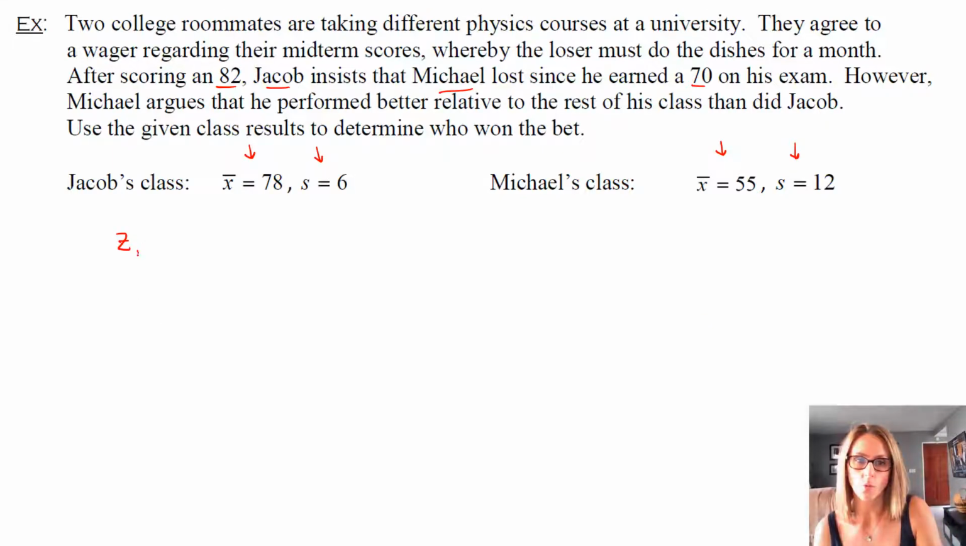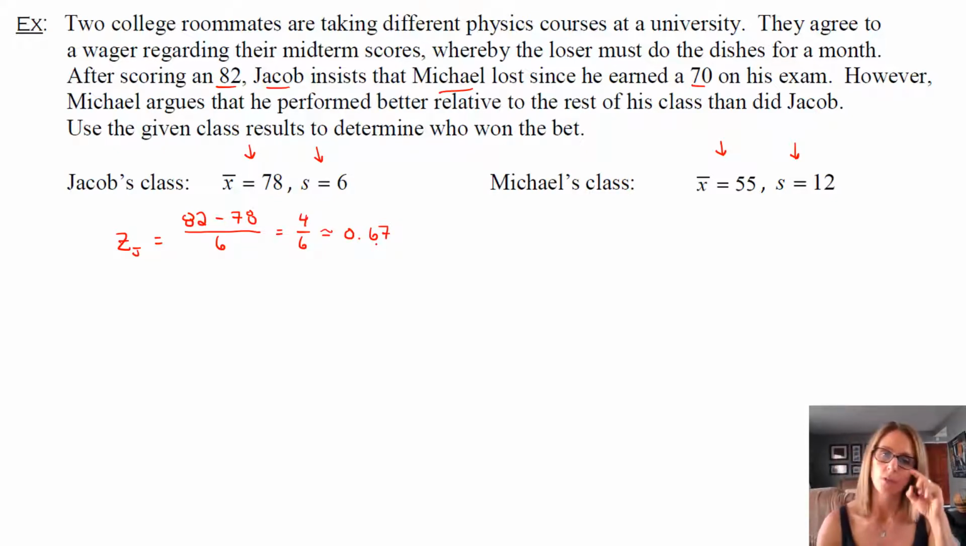So I'm going to say z-score for Jacob. Remember from the last slide, which you have at the top of your page, that to find the z-score, you take the data value, which is 82 for Jacob. You subtract the mean, and you divide by the standard deviation. That's going to give you 4 divided by 6, which is about 0.67 to 2 decimal places. That means that relative to the other students in the class, he was a little bit above the mean, not quite 1 standard deviation above the mean, but between 0 and 1 standard deviations above the mean.